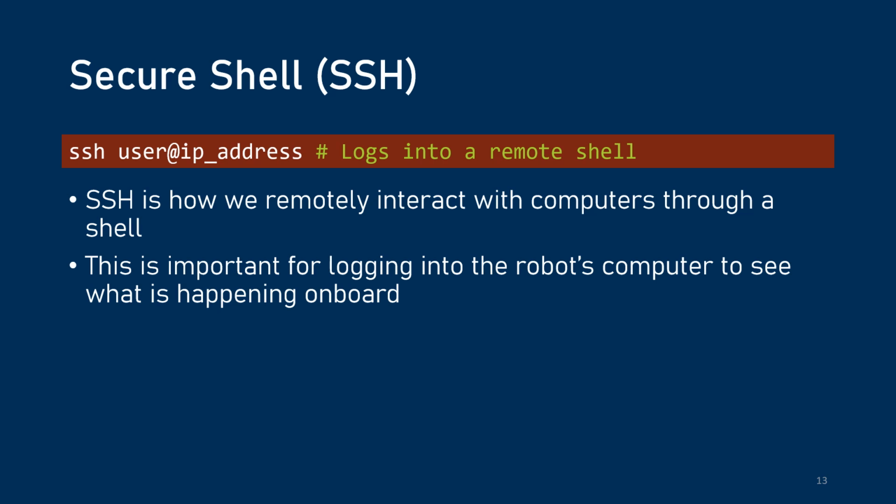All right, so now thinking a little bit more about robotics, you usually have a computer on the robot, right? And you're going to want to be able to see what's going on that computer. So that's why we have a thing called secure shell, or SSH. And usually the way you go about SSH is you have ssh and then a username at the computer's IP address. And we'll go into this a lot more later on, not in this presentation.